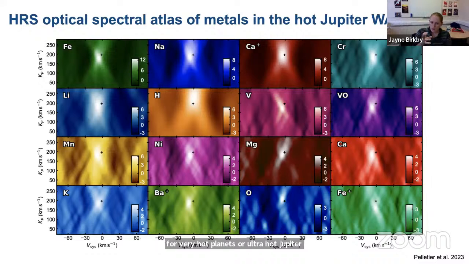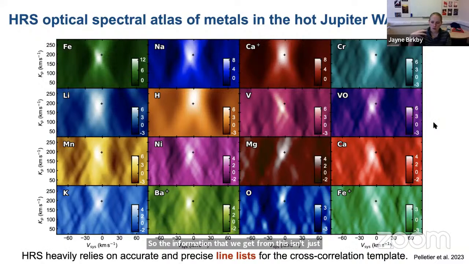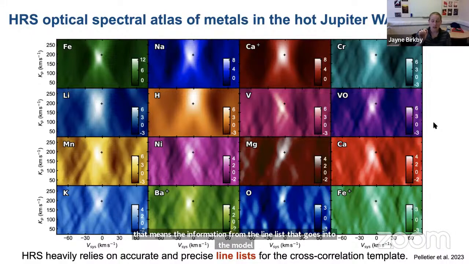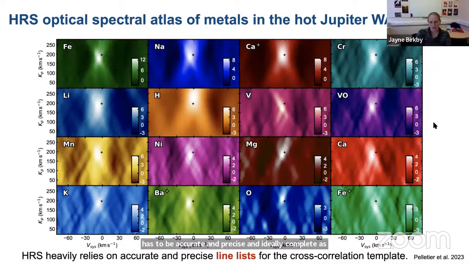So the information that we get from this isn't just detections of molecules. We can actually do more than that. But as I've mentioned previously, this really relies on the fact that we have accurate and precise models. That means the information from the line list that goes into the model has to be accurate and precise, and ideally complete as well. And that's quite a big ask from our quantum chemists and molecular spectroscopists to be able to do all of this work. So we really need to make sure that it's fully supported as part of the exoplanet atmosphere work that we do. One can imagine for the Earth, we can study the gases that we expect in Earth quite well.